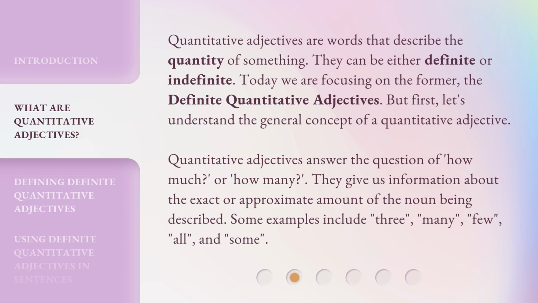Quantitative adjectives answer the question of how much or how many. They give us information about the exact or approximate amount of the noun being described. Some examples include three, many, few, all, and some.